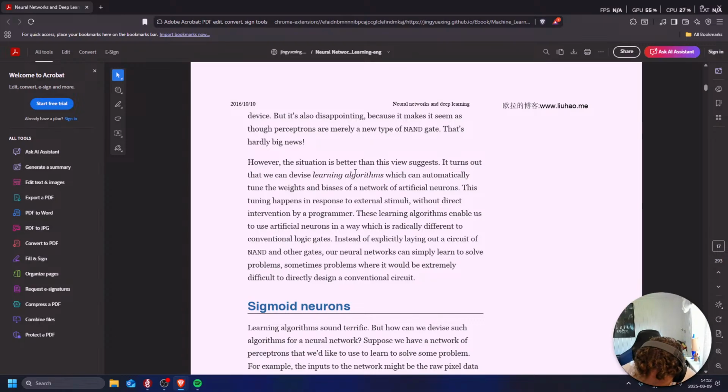So neurons can behave like perceptrons is the better word for this.